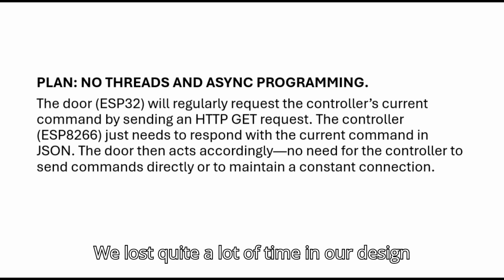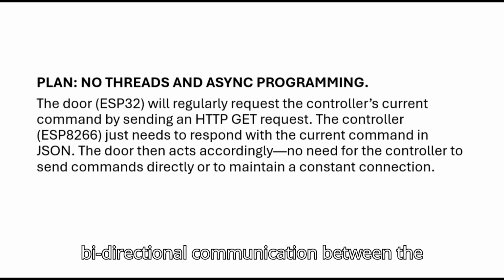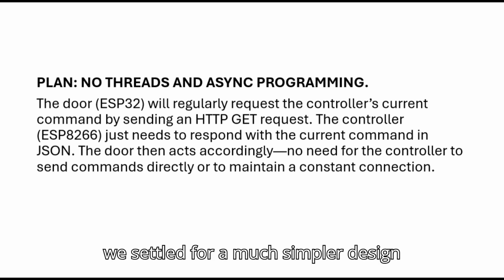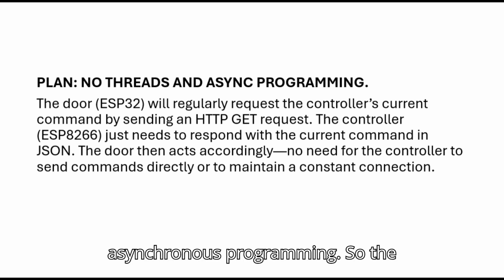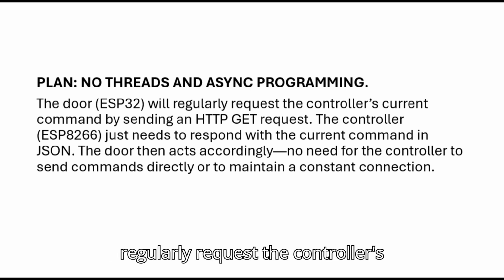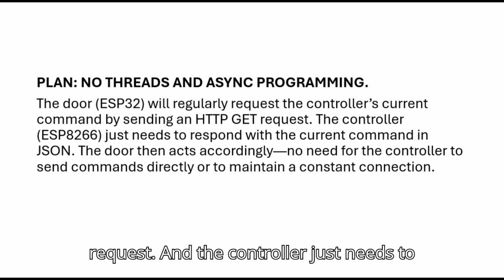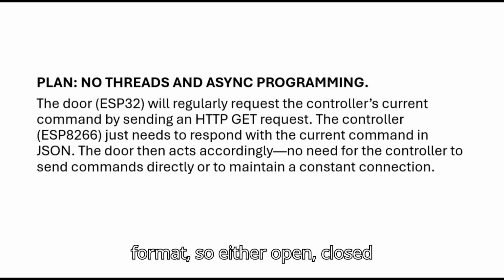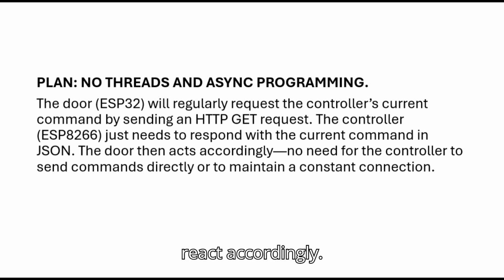We lost quite a lot of time in our design when trying to program a bi-directional communication between the client and the server. So in the end, we settled for a much simpler design without threading and without asynchronous programming. So the solution was that the door will simply regularly request the controller's current command by sending the GET request, and the controller just needs to respond with the current command in JSON format. So either open, closed, or none, and then the door would simply react accordingly.